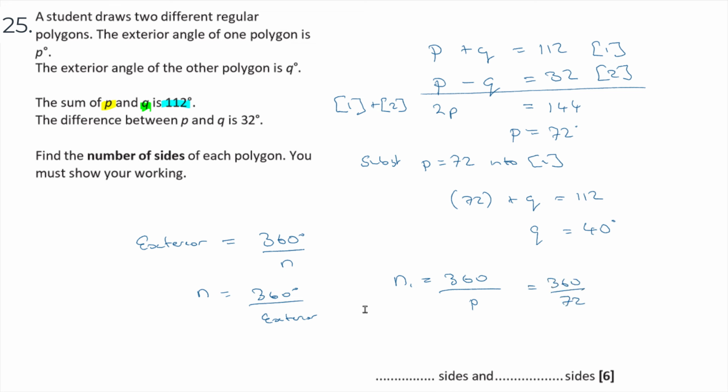How many times does 72 go into 360? I hope it goes in nicely, because otherwise I'm going to be a bit stuck. Doesn't it go in exactly 5 times? I think so. 5 lots of 72 is 360, isn't it?